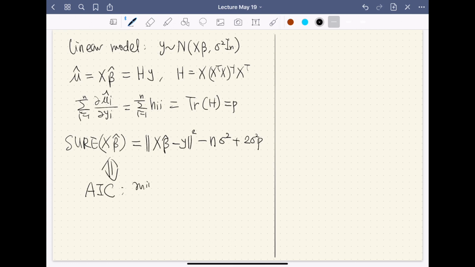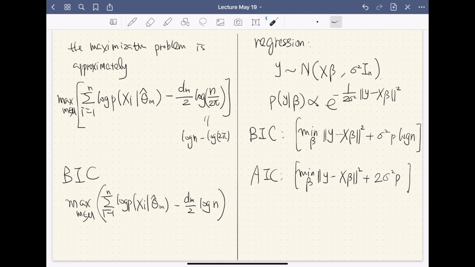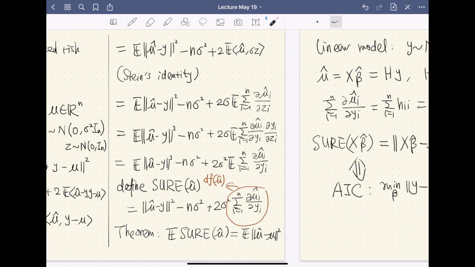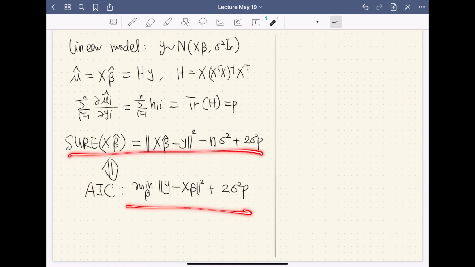So what is AIC? For AIC, you want to minimize: you first find the least squares solution, and then you penalize the likelihood by 2 sigma squared p. This is the AIC formula that we wrote previously. And you can see we have derived AIC from Stein's unbiased risk estimate. The reason we have a different name, AIC, for this formula is because AIC was originally derived in the context of time series analysis from a different perspective: minimizing the Kullback-Leibler divergence between the true data generating process and the model. For the linear model, it is the same as Stein's unbiased risk estimate. That's why we can have another clean derivation.